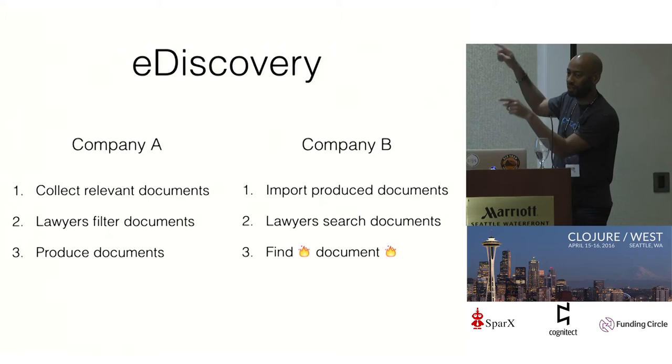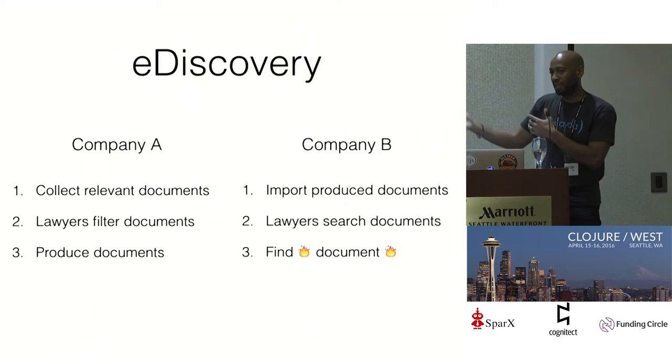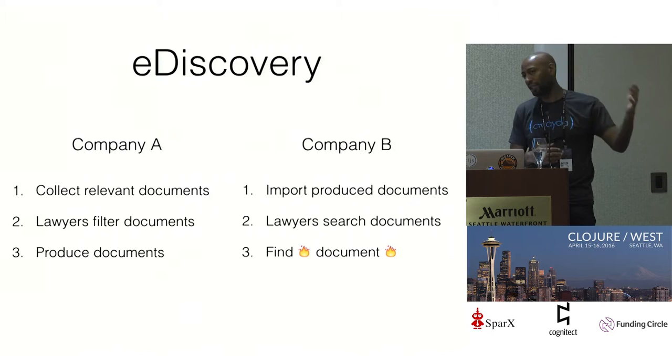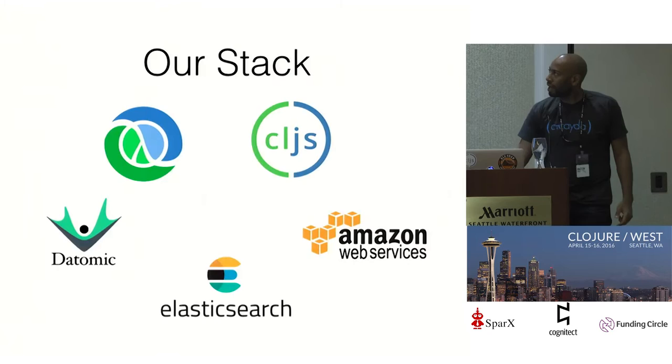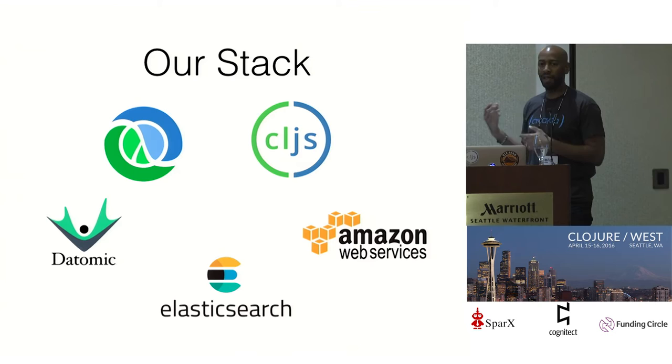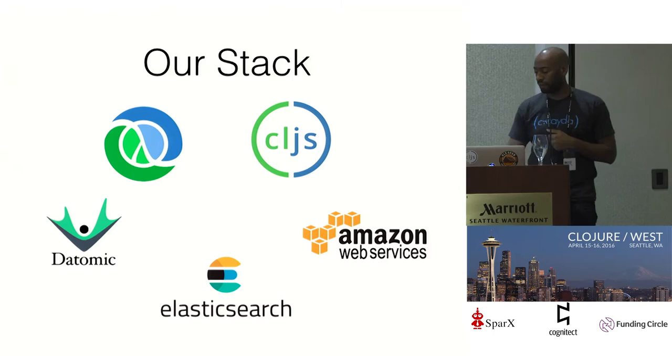And this all needs to be fast because you have very expensive people involved in this, so if you're going through millions of documents and you have a few seconds on each of those documents that slows you down, that ends up to be a significant amount of money. And so our stack, we use Clojure on the back end, ClojureScript on the front end, Datomic as our main data store, main database, Elasticsearch for fast search, and then AWS we use heavily.